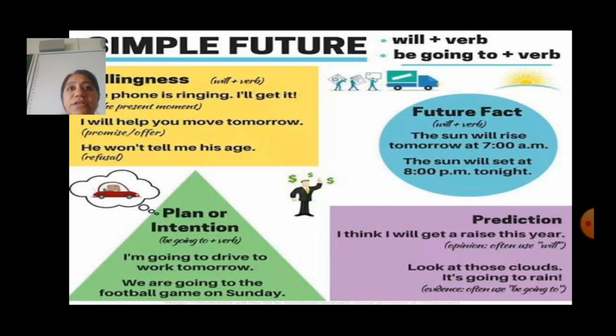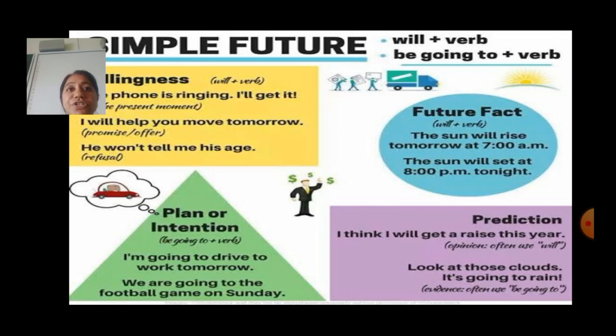Simple future tense. The form is will plus verb, the base form of the verb, and be going to plus verb. Here, instead of be, we have to write am, is, are. With I, we will write am. With he, she, it, or a singular noun or pronoun, we will write is. And with they, we, you, or a noun or pronoun which is plural, we will write are going to plus verb.